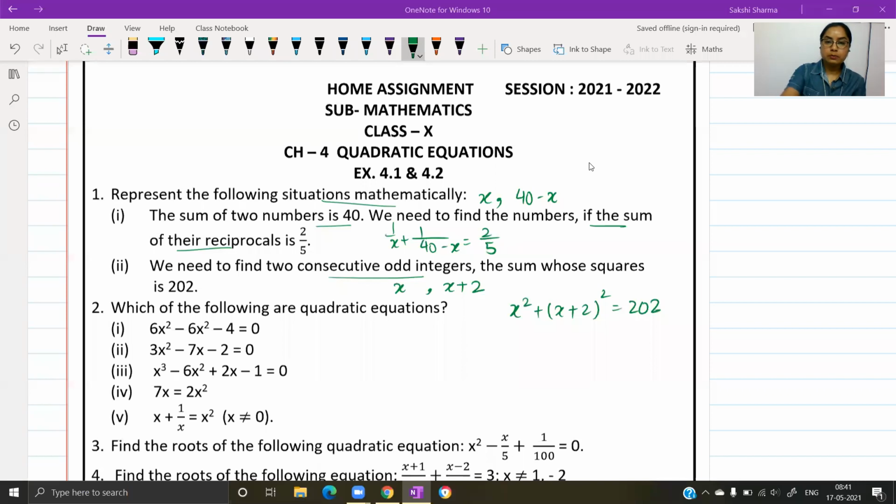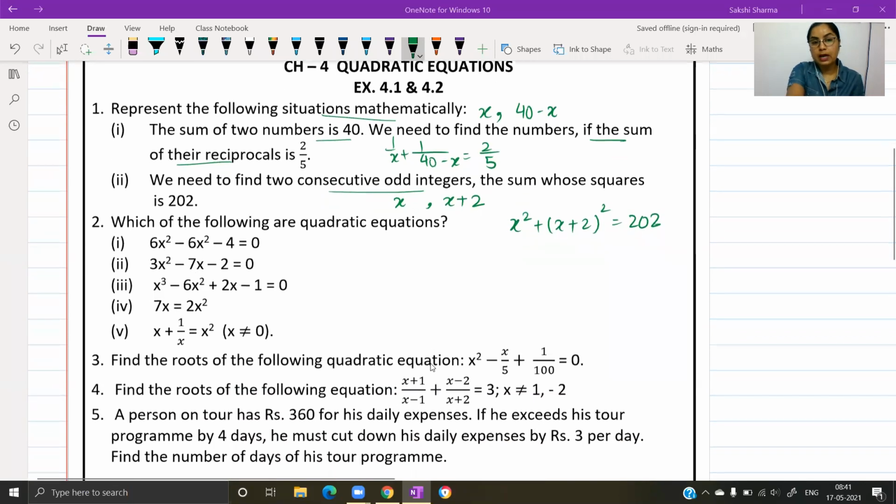Second question, based on question number 1 of 4.1, which of the following are quadratic equations? So you will observe and give your answer once you have simplified. Simplification करने के बाद answer देना है. As in the first part, the term containing x square gets cancelled. So this will not be a quadratic equation, right? In the second question, we have to show the simplification. Yes, I will advise you to show it. अगर ये MCQ form में आता है, फिर तो कोई problem नहीं है.